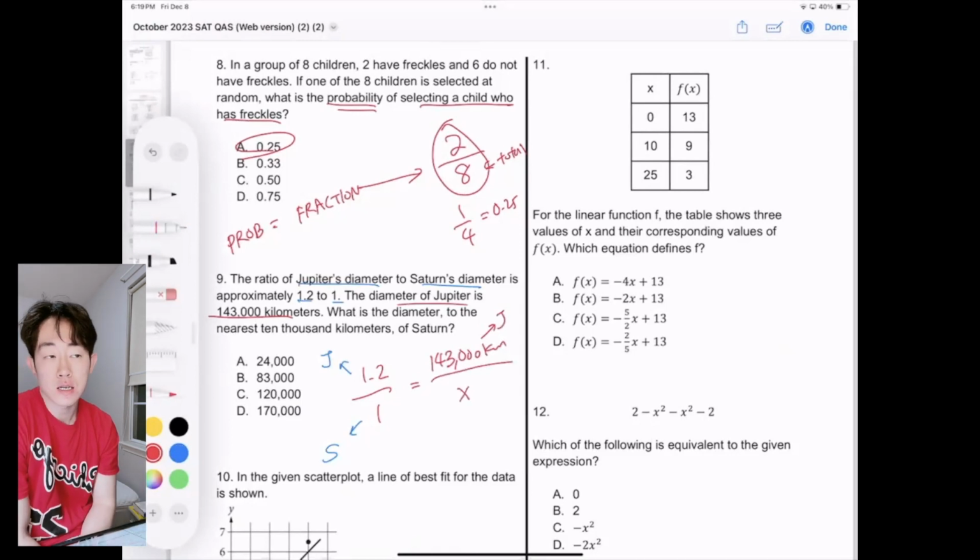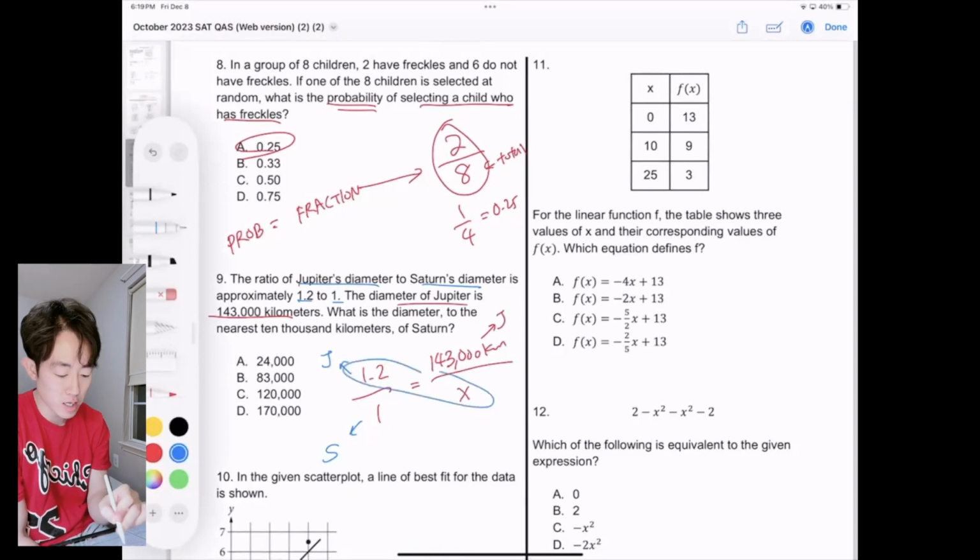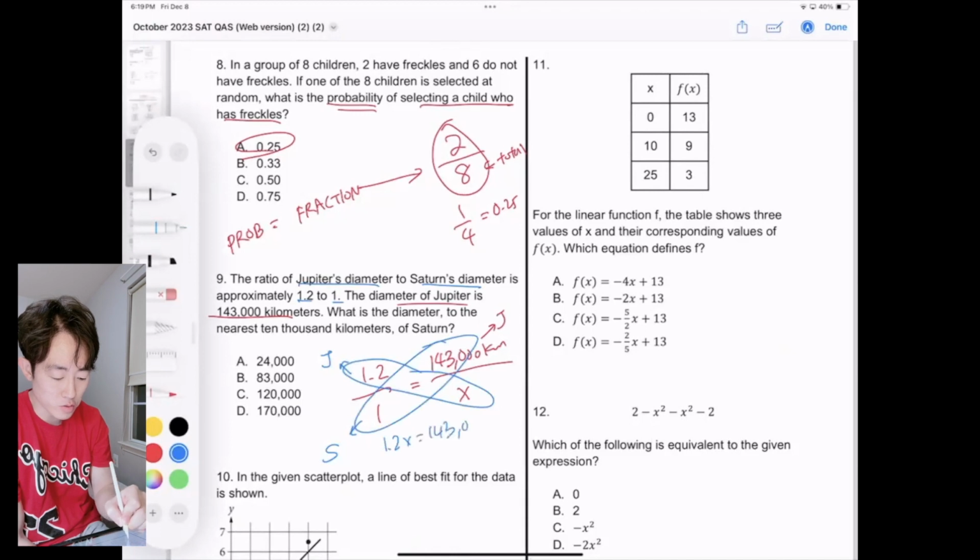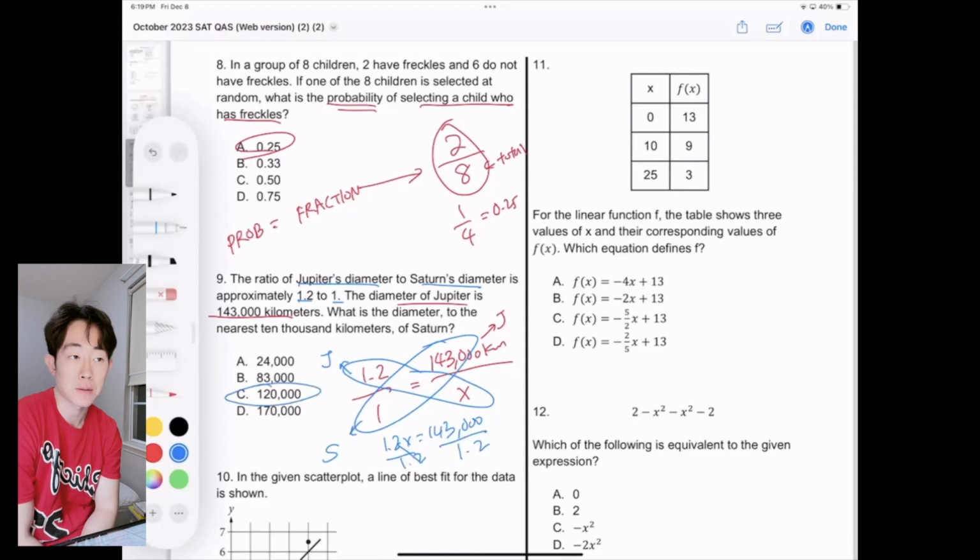Now, let's just kind of think of the common sense. You guys have the calculator with you. You guys know what to do. Cross multiply: 1.2x equals 143,000, divided by 1.2. And then you will get your answer to be C.